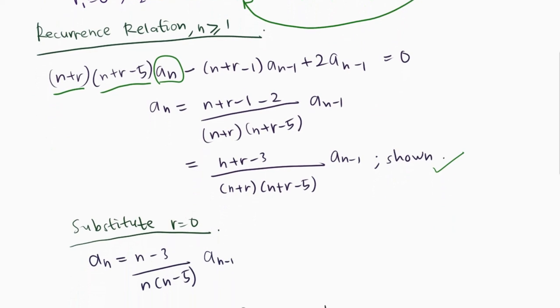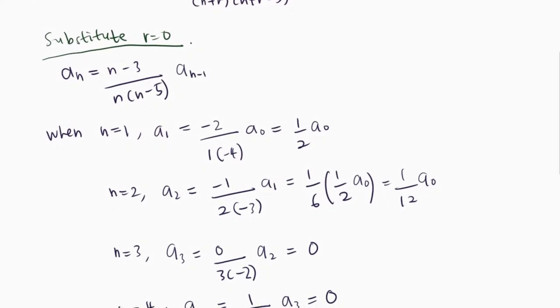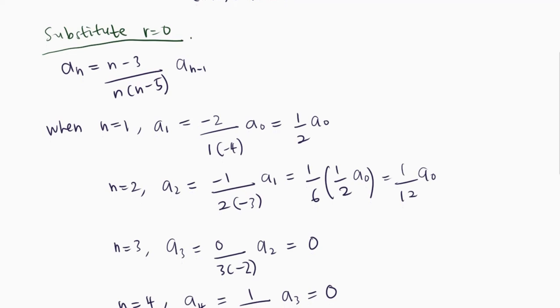The next thing is, here we need to substitute the smaller value of r, which is 0. So we have our new a_n equal to (n minus 3) over n(n minus 5), a_{n-1}. Substitute the value of n equal to 1. So we have a1 equal to negative 2 over 1 times negative 4, a naught. So we have 1 over 2 a naught.